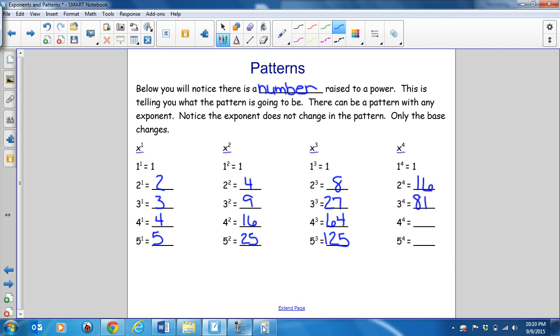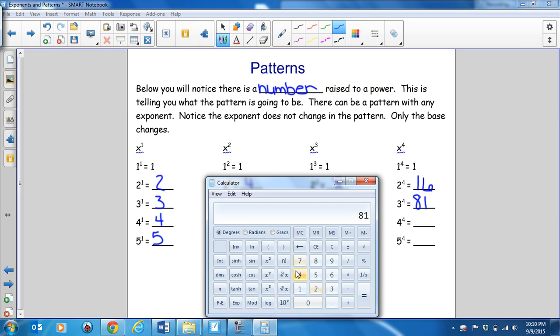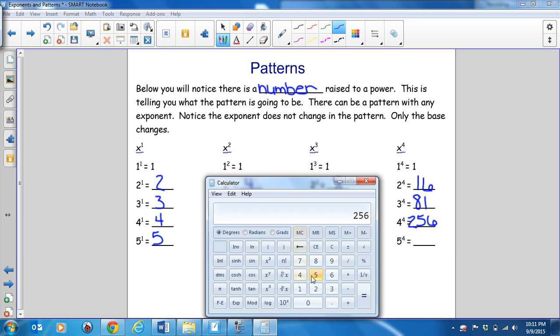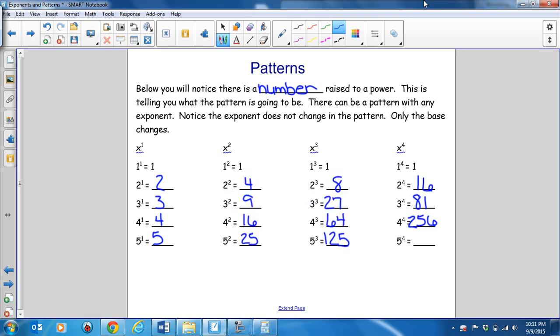Alright, the next one we have 4 to the 4th power. So 4 to the 4th equals 256. And finally, the last one is 5 to the 4th power. So 625.